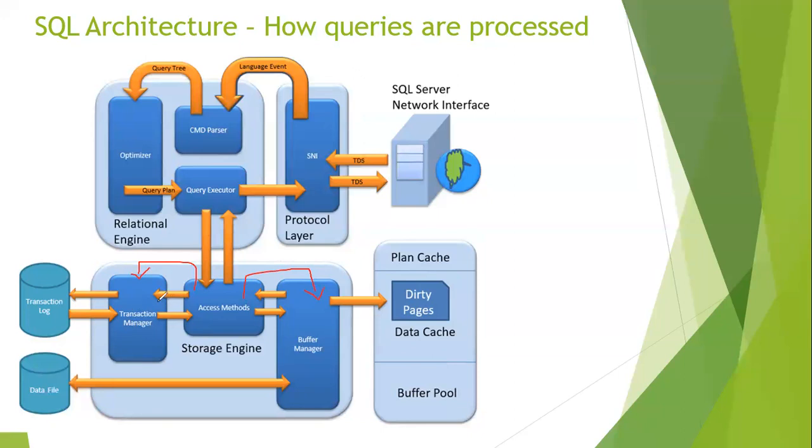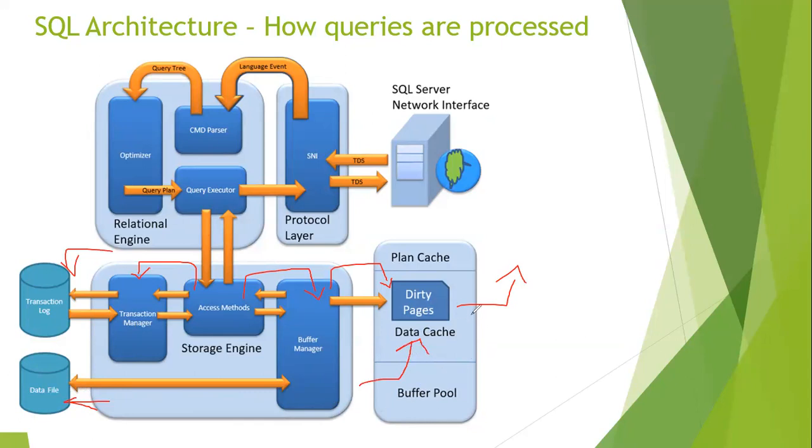So the transaction manager writes the transaction information into the transaction log file, and the buffer manager writes the data into the data pages, right? This is if it is select or update. Then from the access method, it will be sent to the buffer manager, and the buffer manager will check whether the page is available in the memory so that the page can be modified there itself, or it can get the data from the existing page itself. If the page is not available, then it will connect to the data file and get the page and keep it in the memory, that is in your data cache.